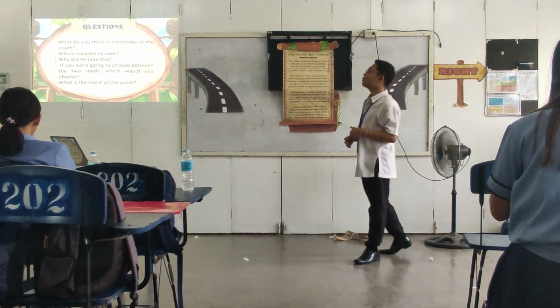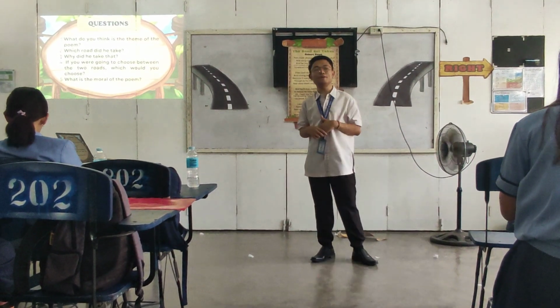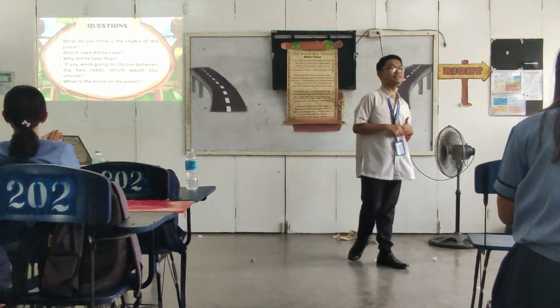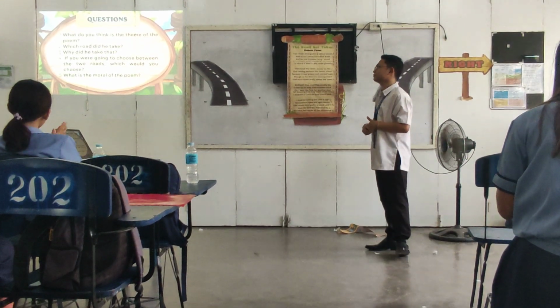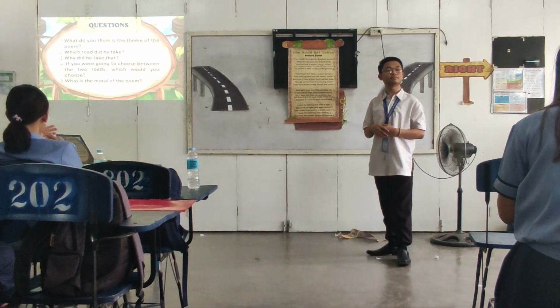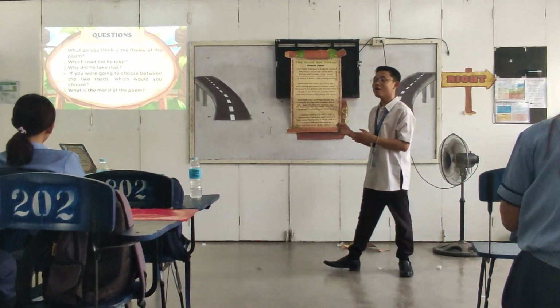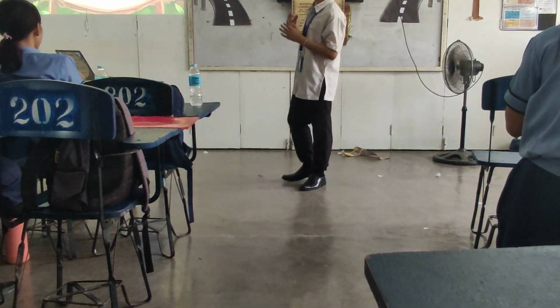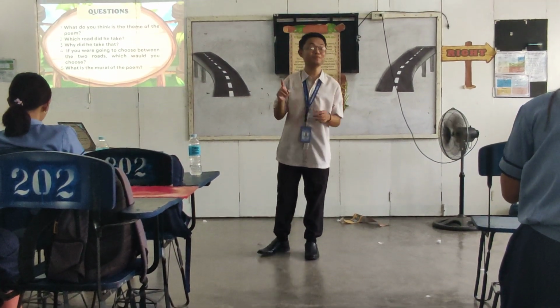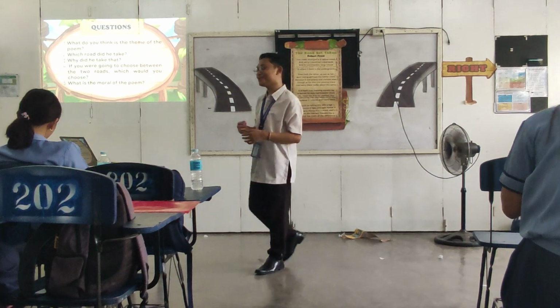So for our comprehension check, let's answer the following questions. First, what do you think is the theme of the poem? Let's have Miss Chili. I think for me, the theme of the poem is decision and consequences. Alright, so the theme of the poem is all about decisions, consequences, and lastly, decision making.